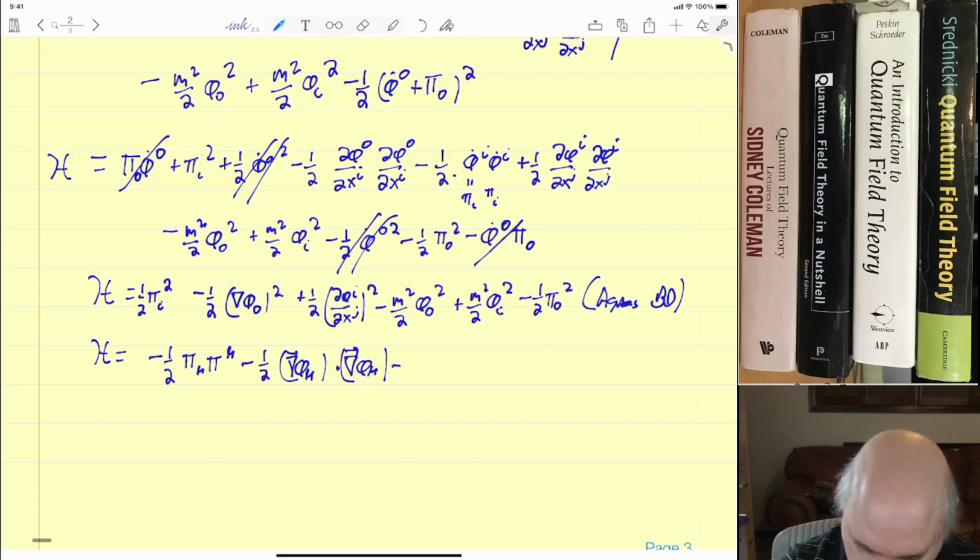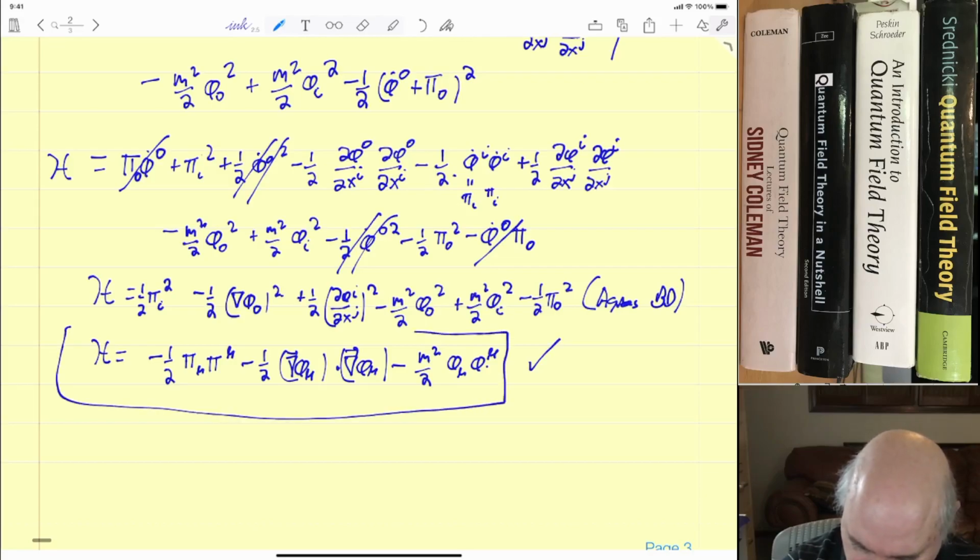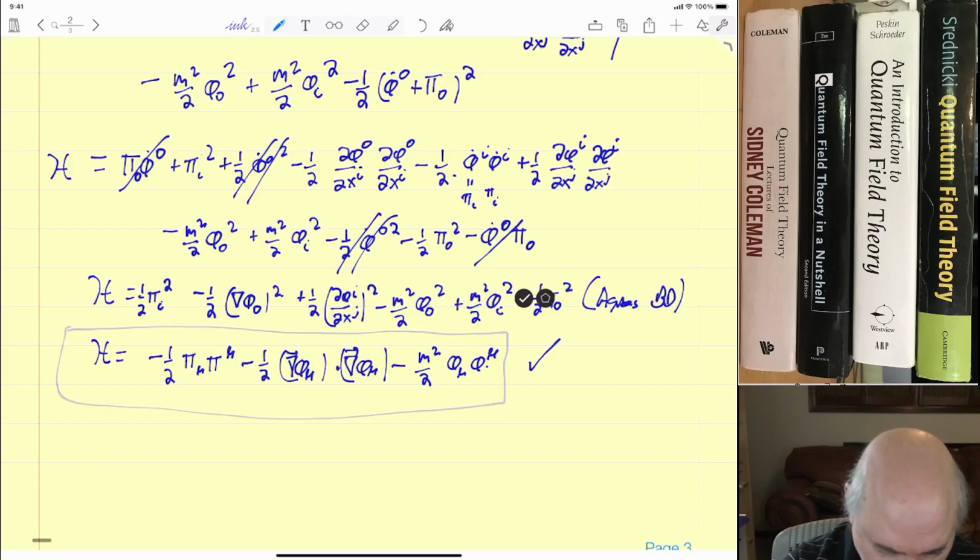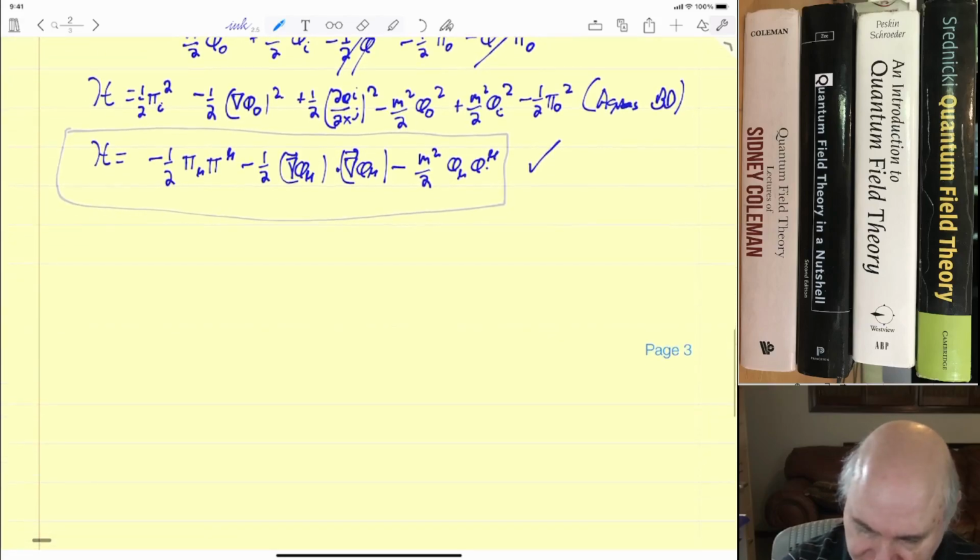And then I have minus m squared over 2 phi mu. And again, the mu equals 0 term gives me the phi 0 squared term. Mu equals I changes the sign for the phi I term. So this is what we wanted. I'll box this equation. That's our Hamiltonian density.